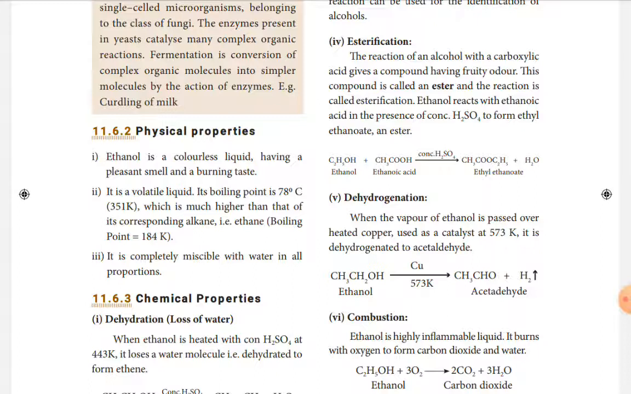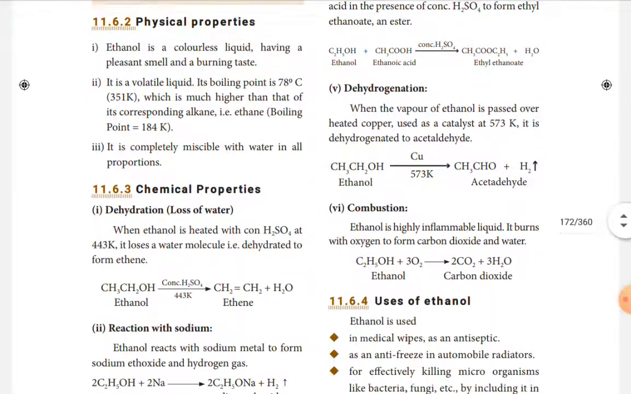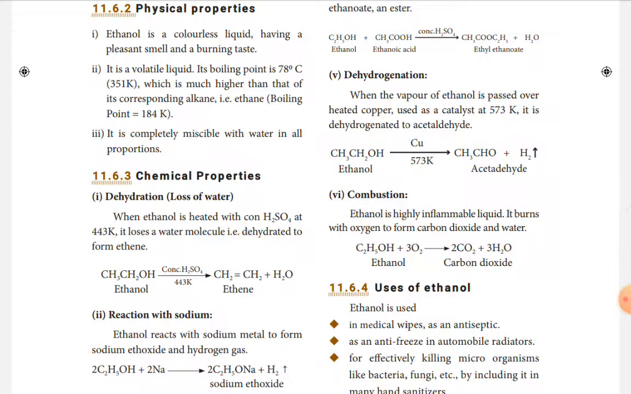Then the next reaction, combustion. Combustion is nothing but a process of burning. So ethanol is a highly inflammable liquid. Inflammable, you would have already seen the word. You would have seen it on a petrol tanker, where it is given as highly inflammable. So inflammable means the substance is easily burned in the presence of oxygen to give carbon dioxide and water.